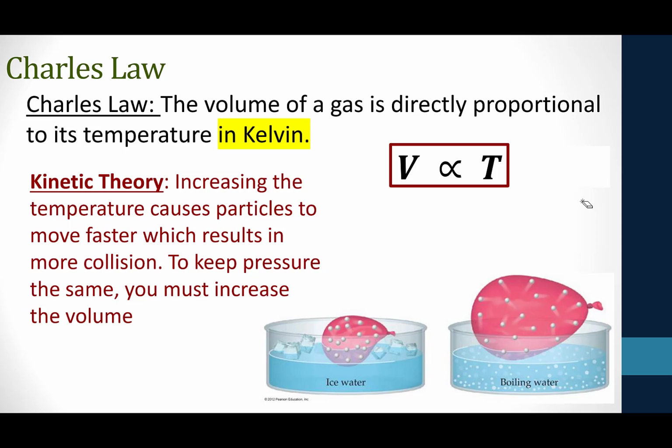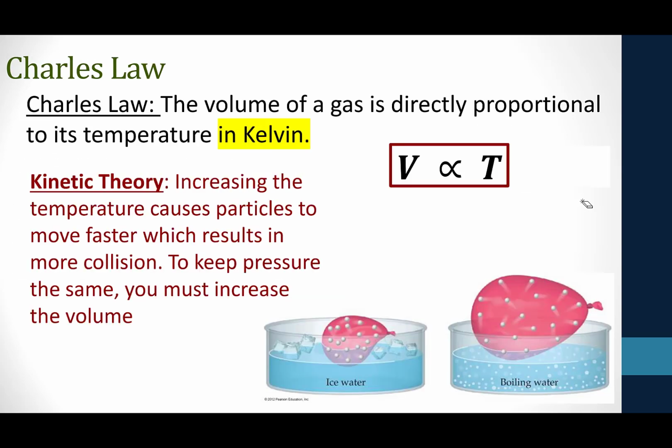However, we want to hold pressure constant. So as those particles move faster, if we want to maintain the same number of collisions, we're going to have to pull the sides of that container away from those particles. They're moving faster, so we've got to give them some more room to work. That's why, as we increase the temperature, the volume has to increase. Conversely, if we decrease the temperature, those particles are going to move slower, and there would be fewer collisions with the side of the container. So to maintain the same number of collisions, we're going to have to scooch the size of that container closer to those particles. Okay.